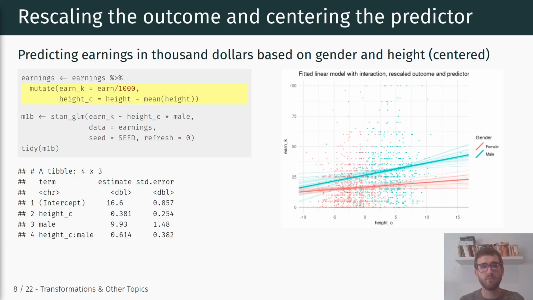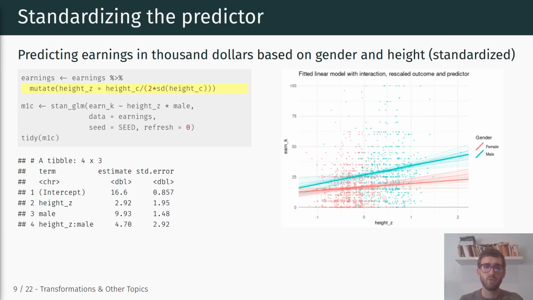But what if we want to evaluate a little bit more? To what extent is this predicted difference due to height comparable or larger or smaller than the differences that we observe due to gender? One way to address this question is to standardize the predictor. Here we're not only centering the predictor, but also dividing by 2 standard deviations.